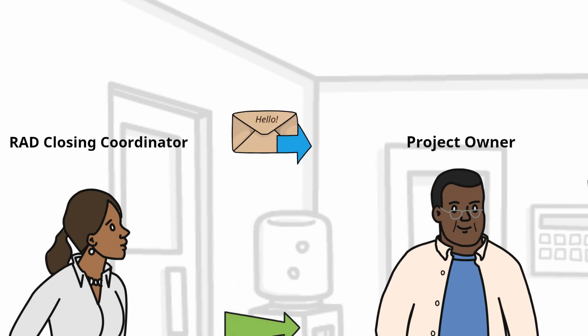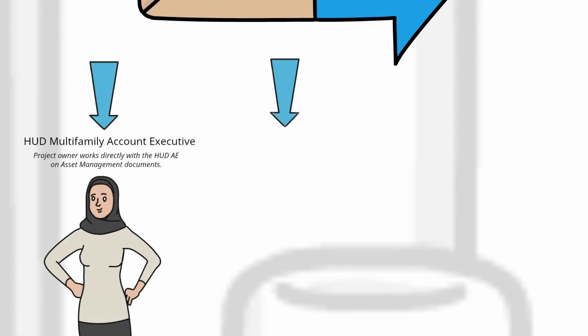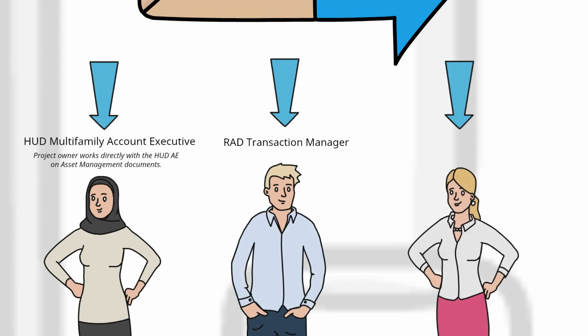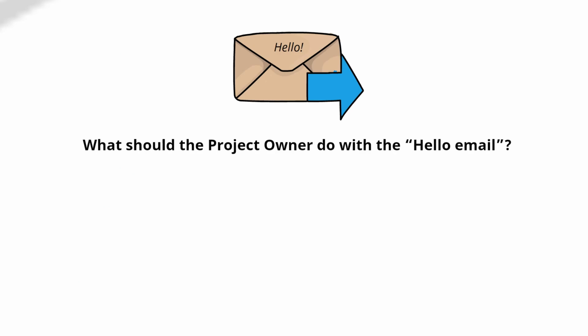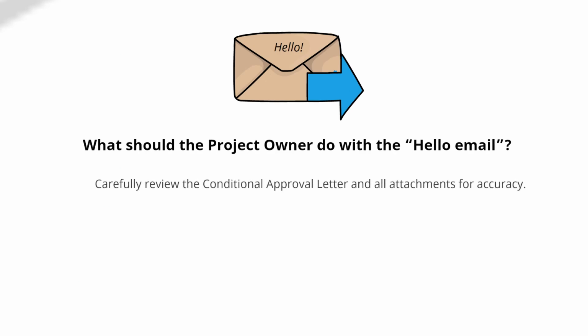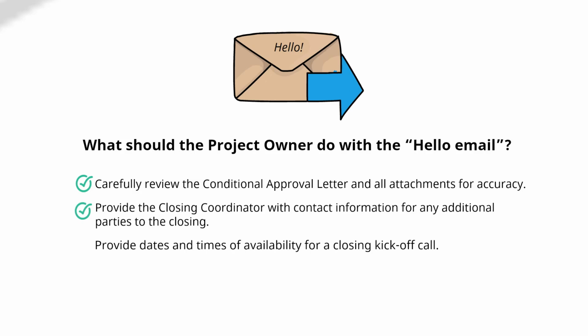After the conditional approval letter has been issued, the closing coordinator will send an introductory or hello email to all owner contacts. The hello email is also sent to the HUD Multifamily Account Executive, the RAD Transaction Manager, and the HUD Field Office Legal Counsel. The hello email instructs the owner to review the conditional approval letter and all attachments, provide the closing coordinator with the name and contact information for anyone who wasn't copied on the hello email who should be included in future emails, provide dates and times the owner is available to attend a closing kickoff call, and begin preparing documents listed in the closing checklist.